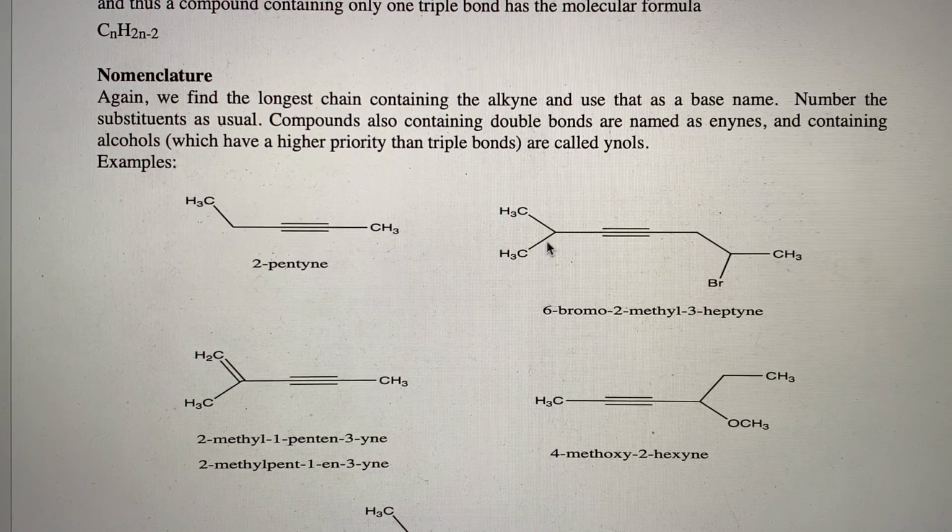So that's going to be 1, 2, 3, 4, 5, 6. So bromo goes first, because of alphabetical order, bromine goes first. So that's 6-bromo-2-methyl, that's it. And then 3-heptyne, okay? And so on and so forth. Now, the same thing for here. With OCH3, we call that a methoxy. So here we still go from left to right. 1, 2, that's closer. 3, 4, 5, 6. You get that? So that's why it's 4-methoxyhexyne.